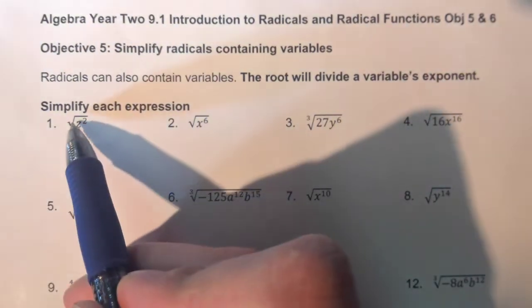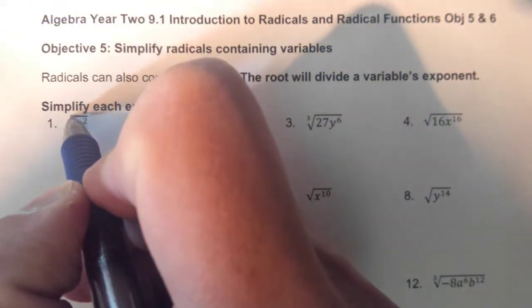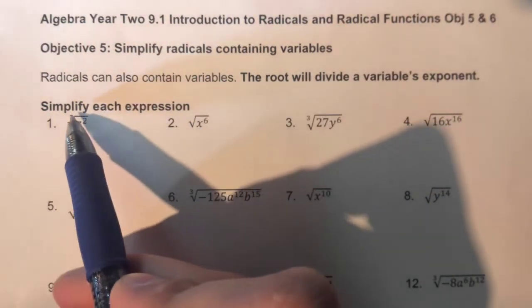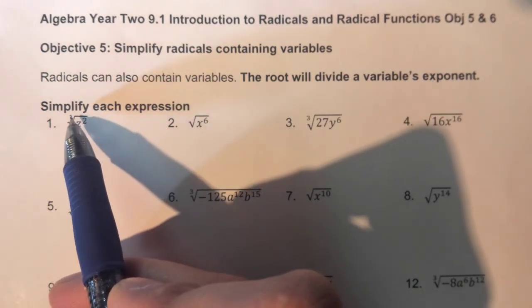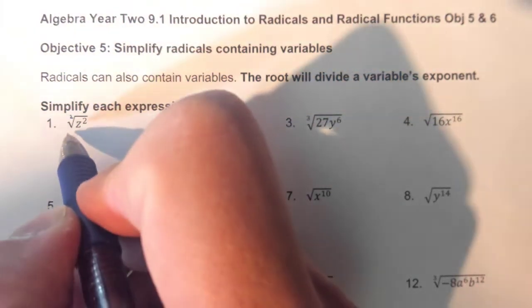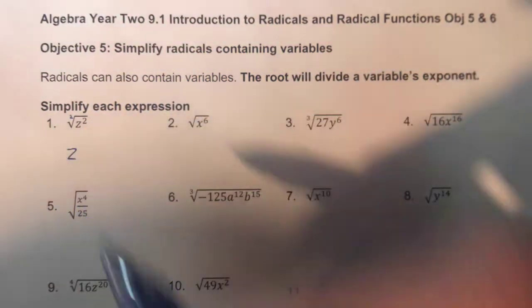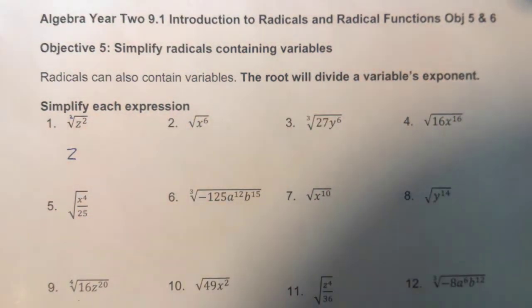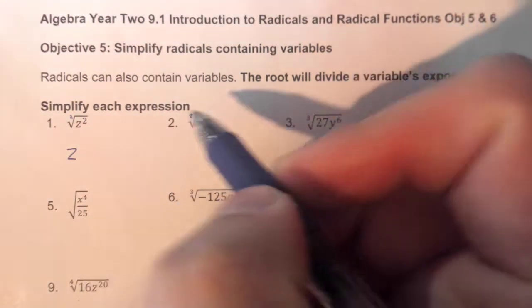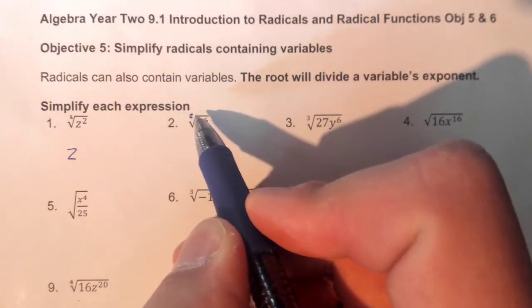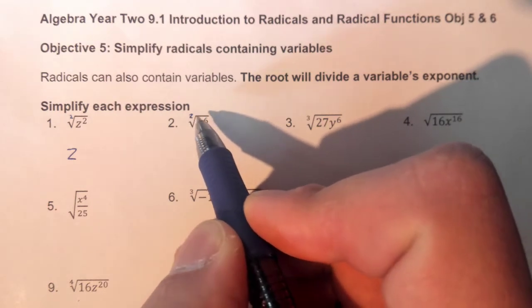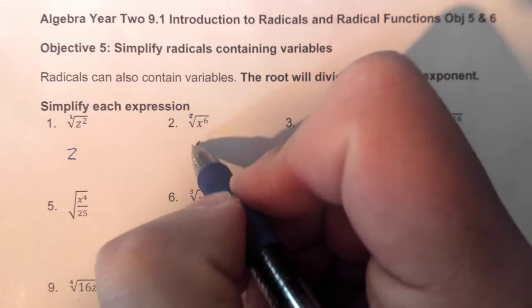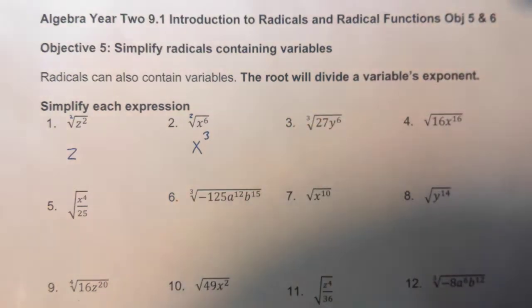So remember, a square root has an understood 2 for an index, so the root will divide the exponent. So what's 2 divided by 2? Well, that would be 1. So z to the first, but we don't put to the first. So let's look at 2 as well. Remember, that square root has an understood 2, so we'll take the exponent, divide it by the root. 6 divided by 2 is 3, so that would be x to the third.